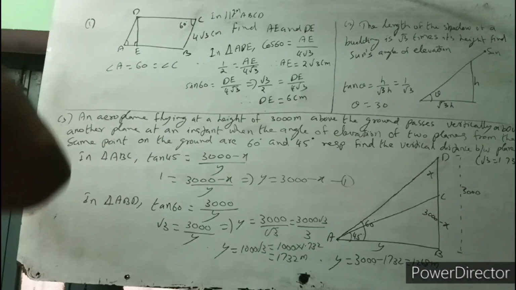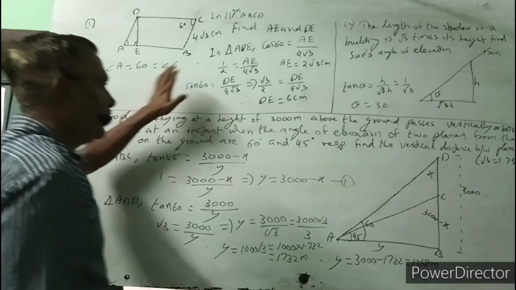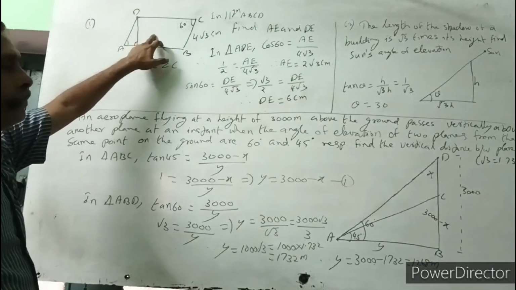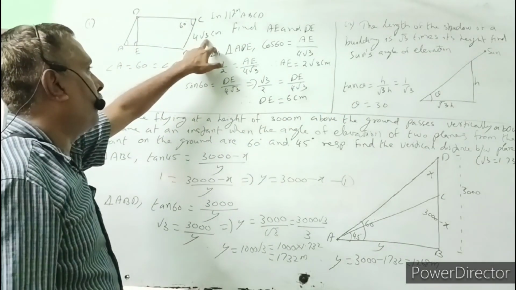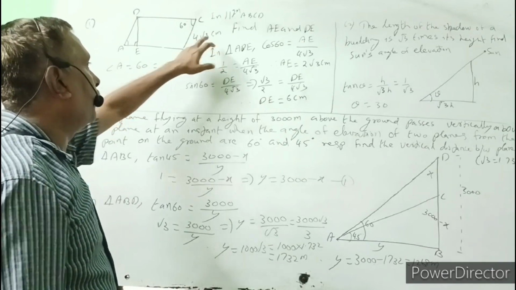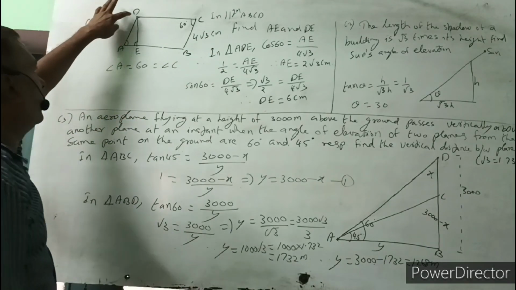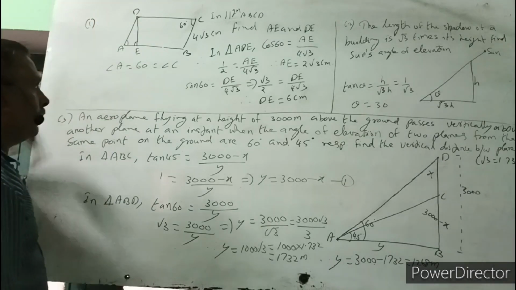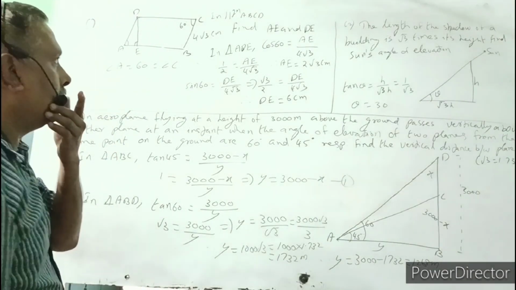One or two more problems. These two questions are 1 mark questions. Here a figure ABCD is a parallelogram in which BC is given as 4 root 3. We need to find out what is AE distance and DE distance. Maybe only one is coming in the examination.